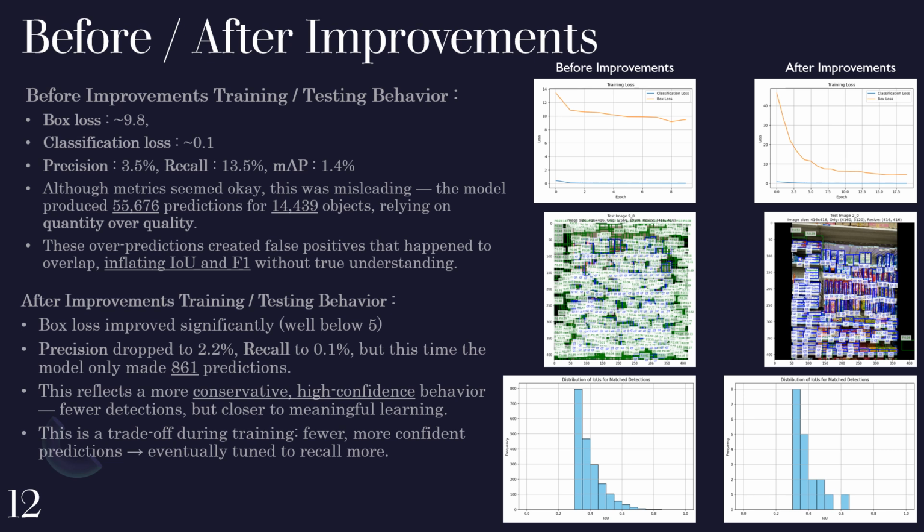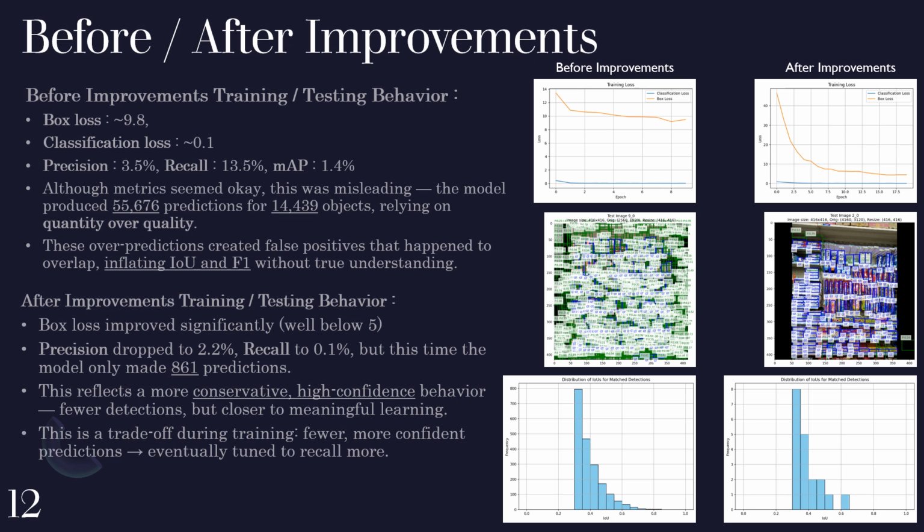We had a 3.5% precision, 13.5% recall, and some 8 MAP. But when we looked closer, we realized that it was producing over 55,000 predictions for just the 14,000 actual objects. Basically, what it was doing was just spamming boxes hoping something would hit. And that inflated the metrics like the IOU and F1 without a real understanding of what's going on with the model.